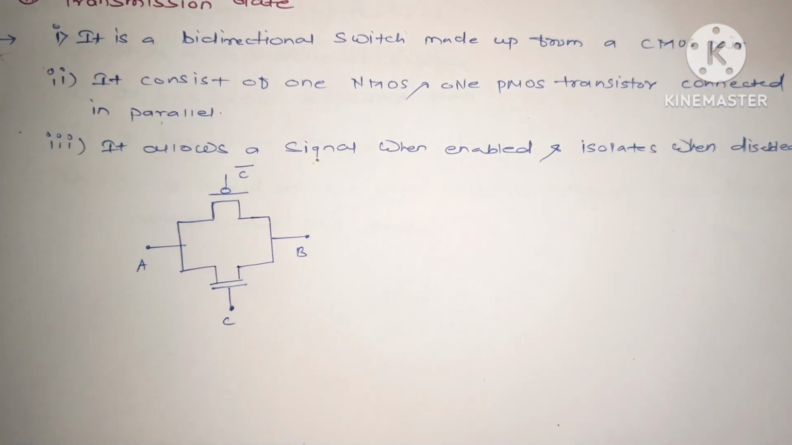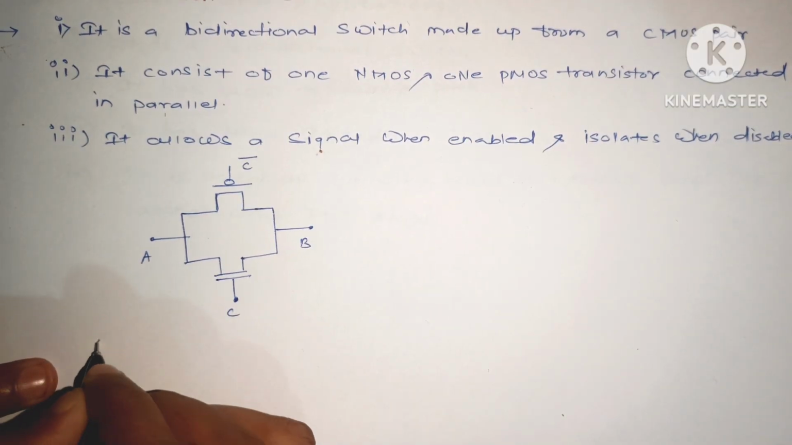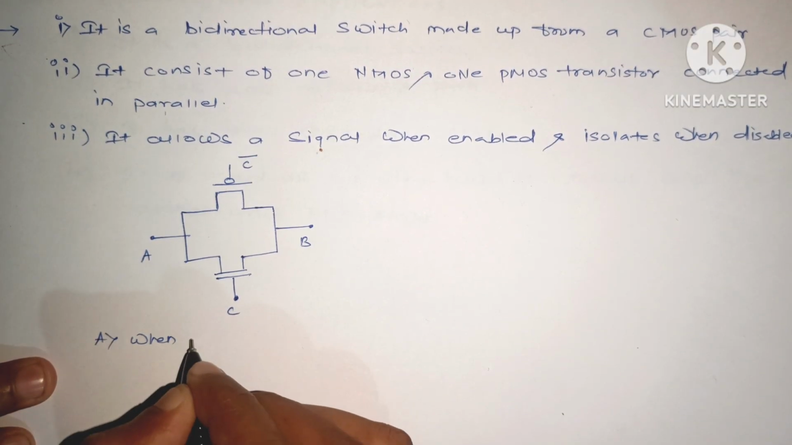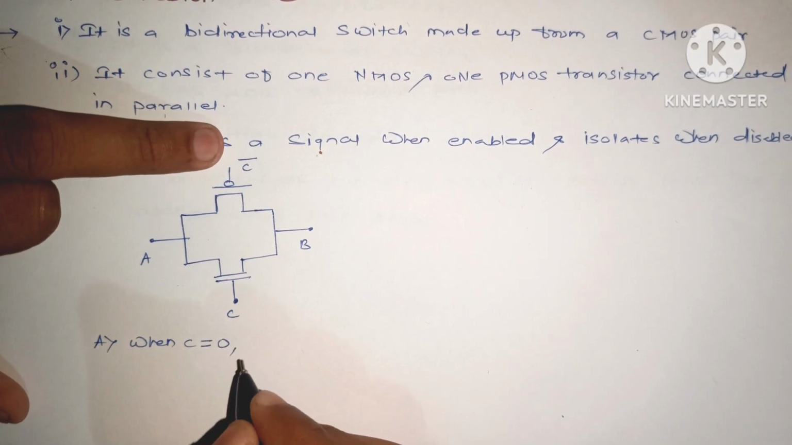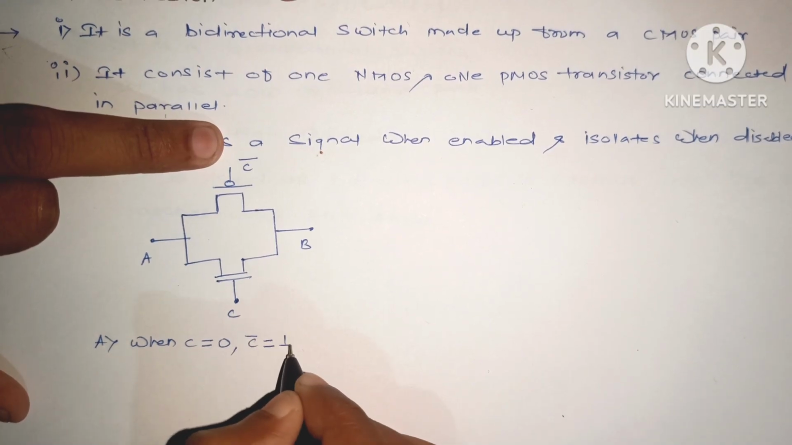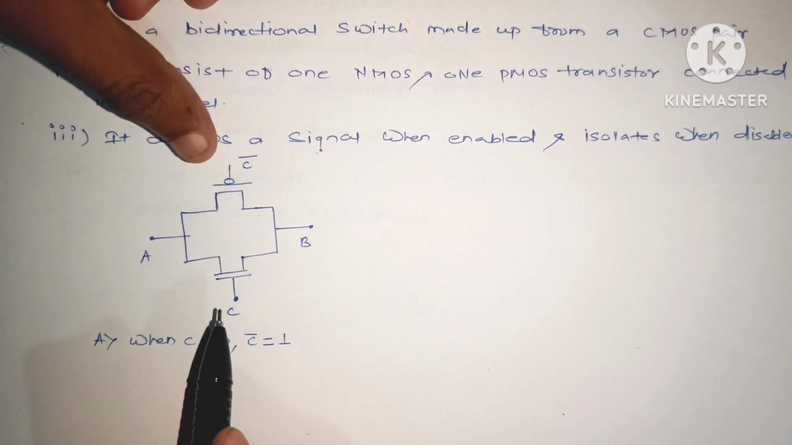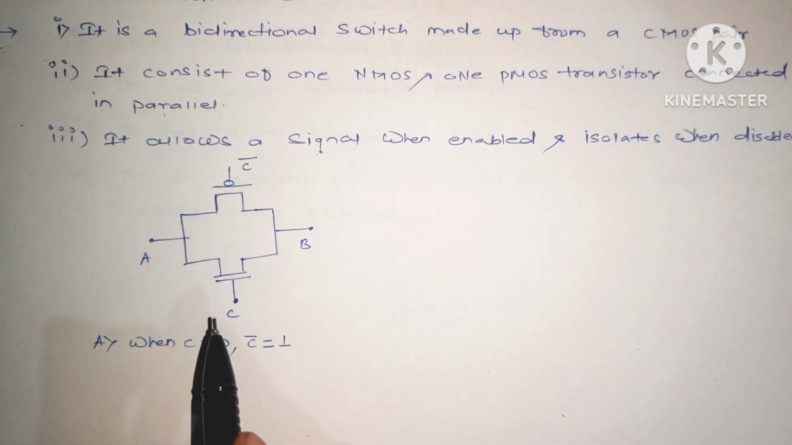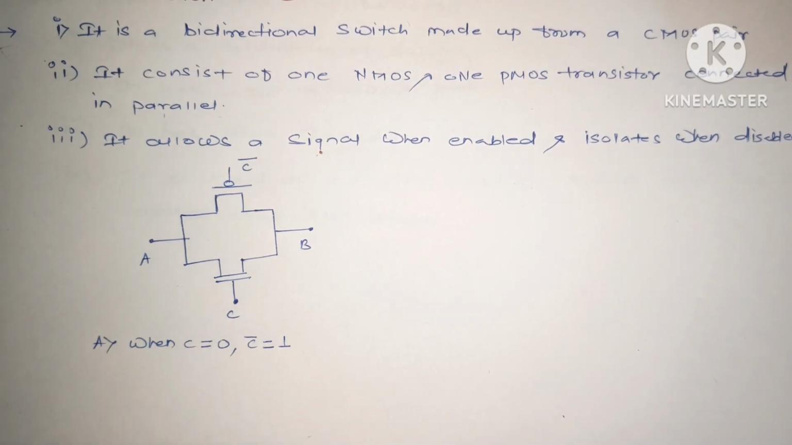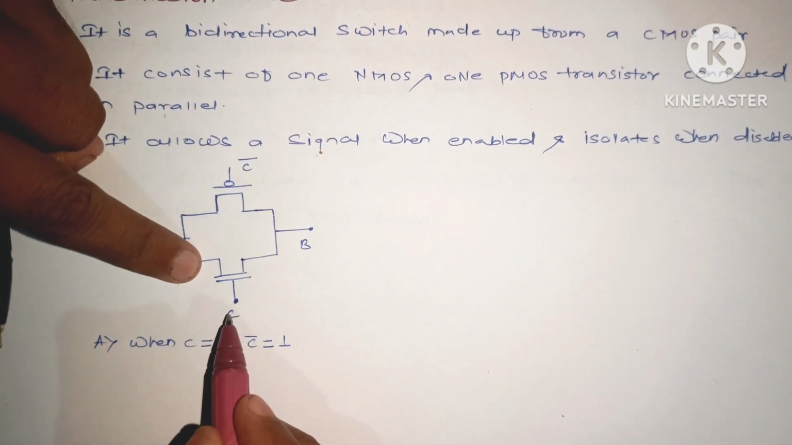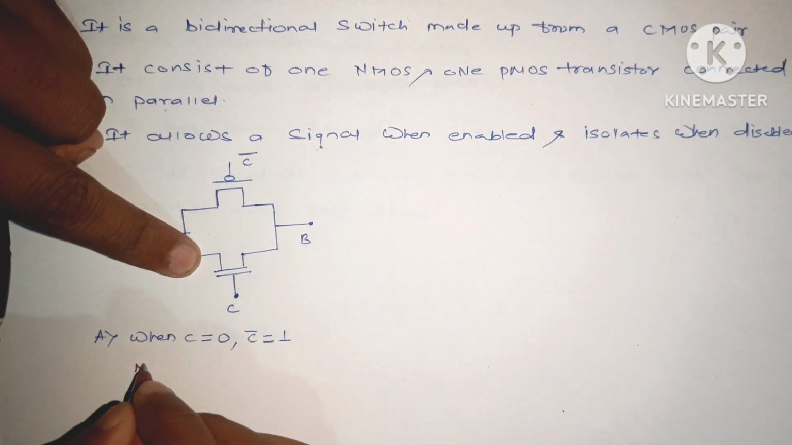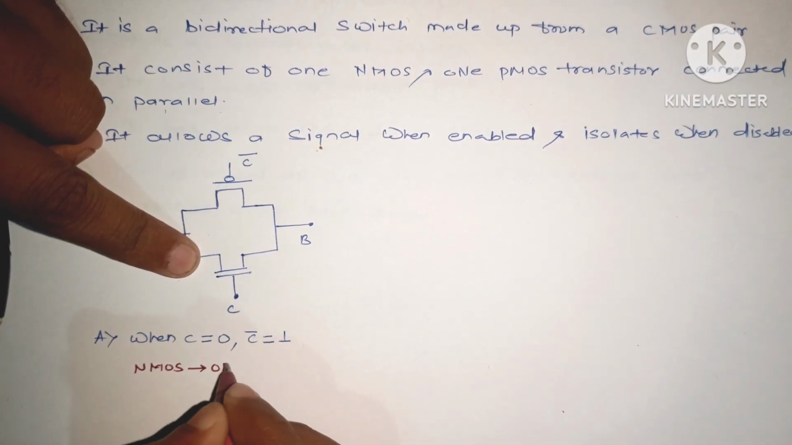Now coming to the point of its truth table, that means how actually it works as a bidirectional switch. For that case, we'll assume the first case as when the control signal is 0. Now when C is equal to 0, this complementary signal C bar becomes 1. Now when we apply these particular signals to a PMOS and NMOS, let us see how it works. So in this case, when C is 0, we can see this particular transistor, which is NMOS, will be off. So we can write NMOS is in off condition.